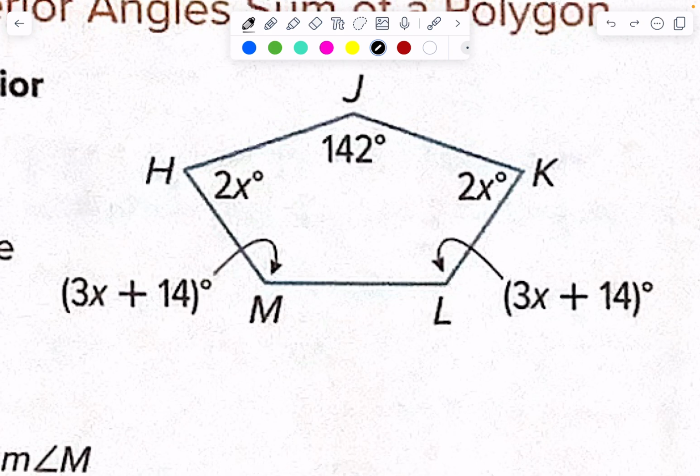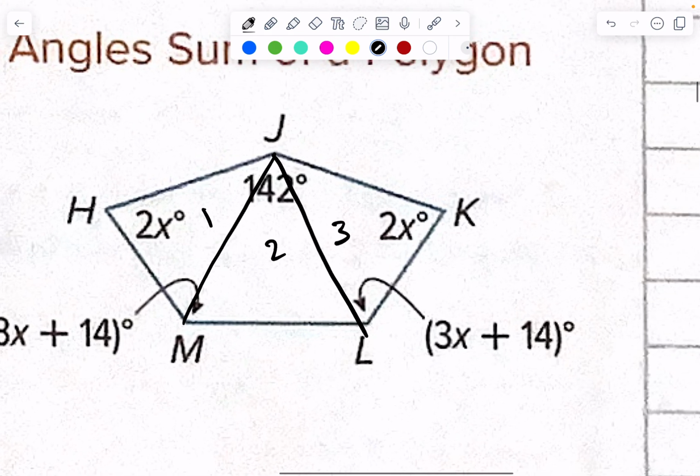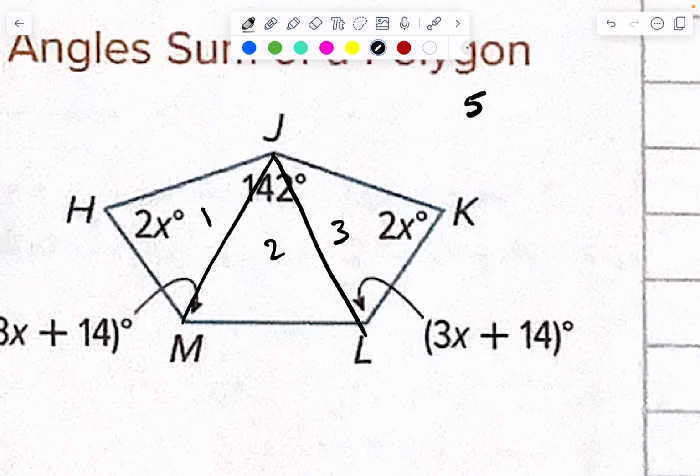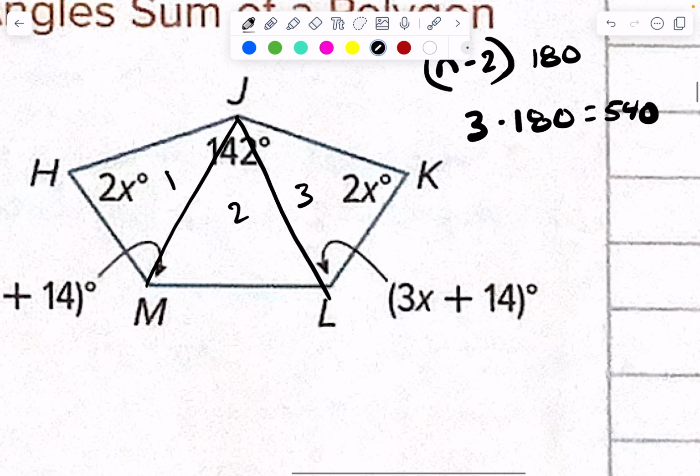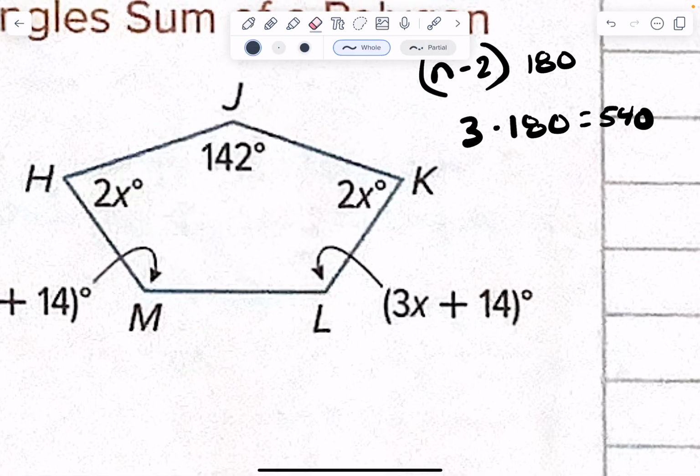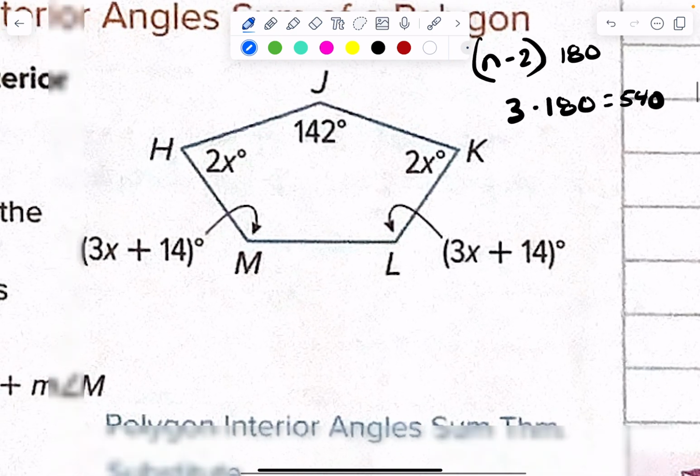But what I can figure out is that if I have a 5-sided figure, I have 3 triangles. And if we do the n minus 2 times 180, 5 minus 2 is 3, and 3 times 180 we said was 540. So one thing that I know is that all of these angles inside of here are going to add up to be 540. Okay, so I'm just going to add the x's together and all the other numbers together just in my head.